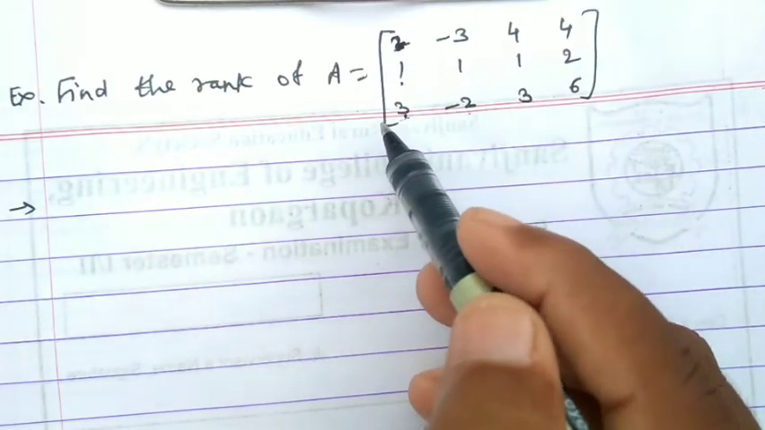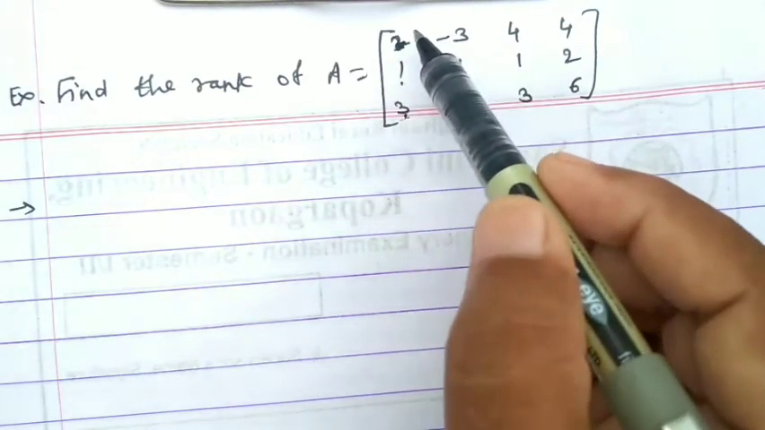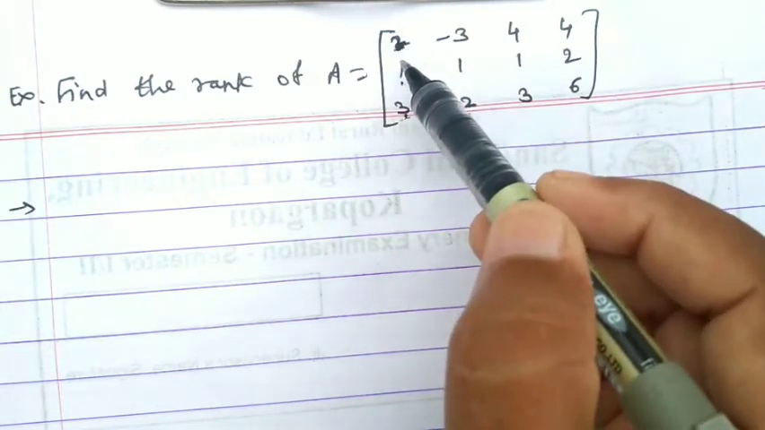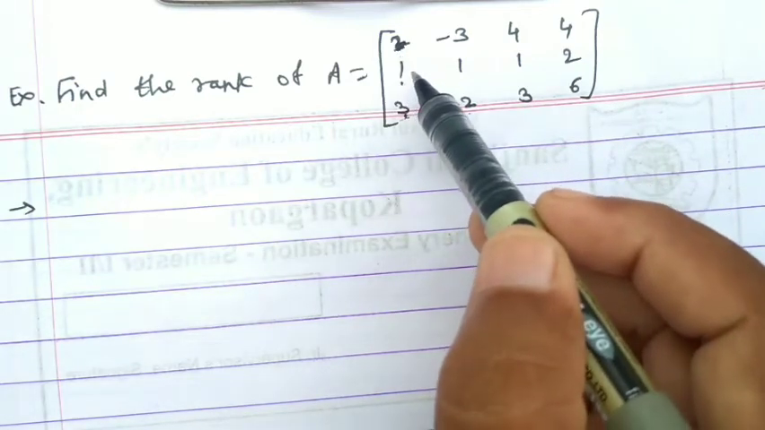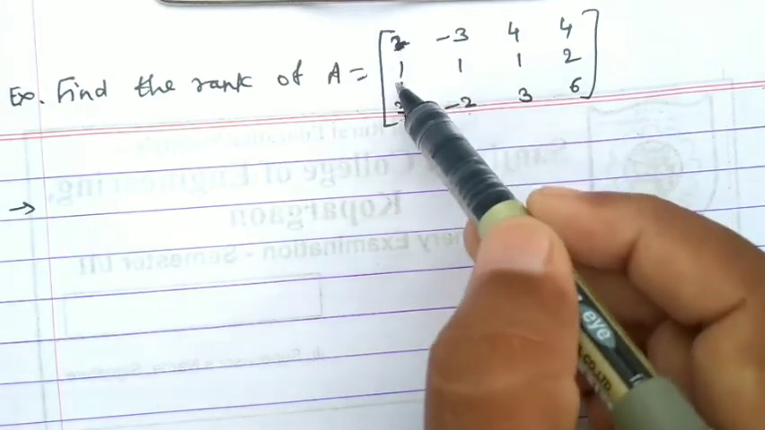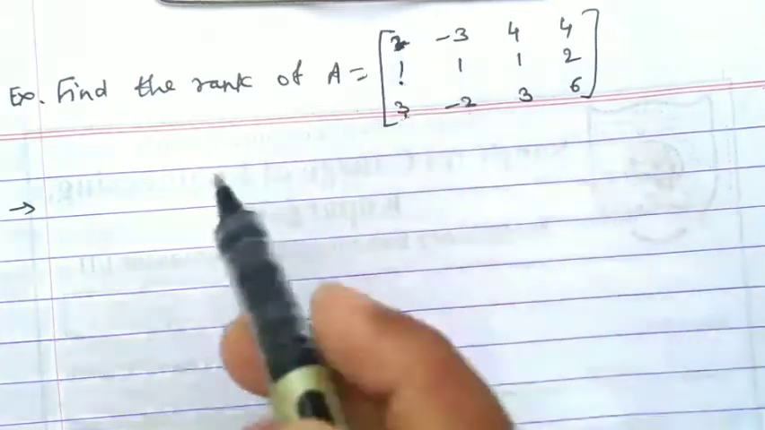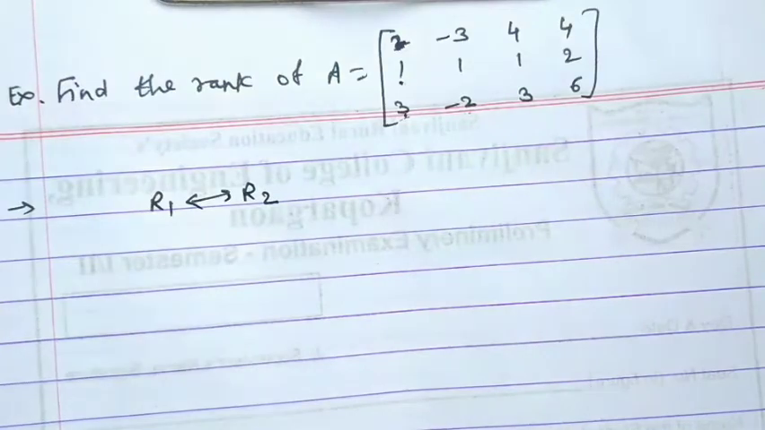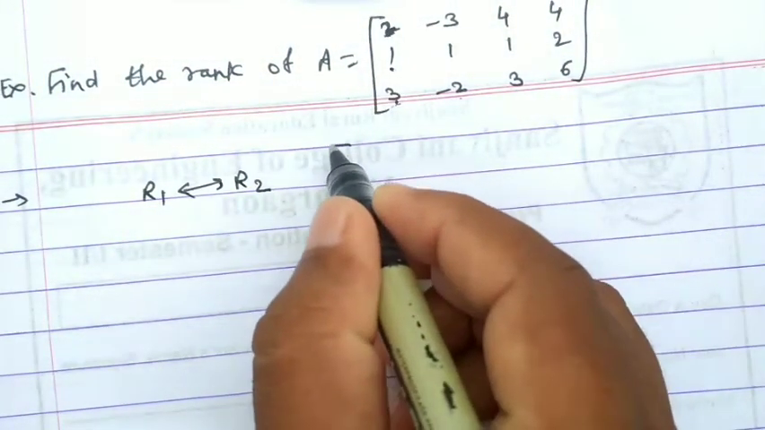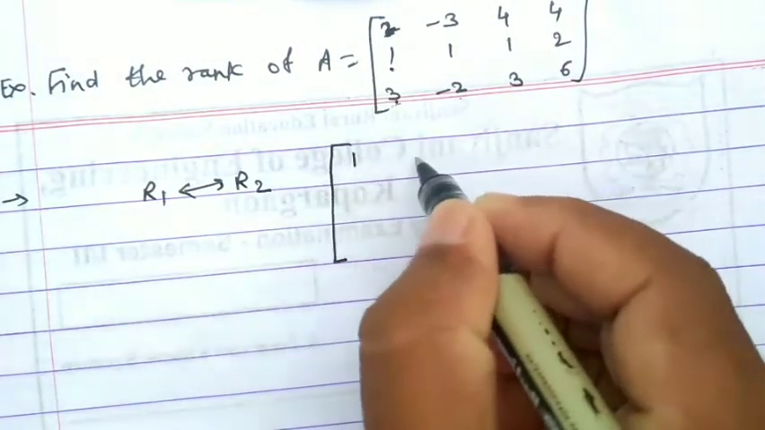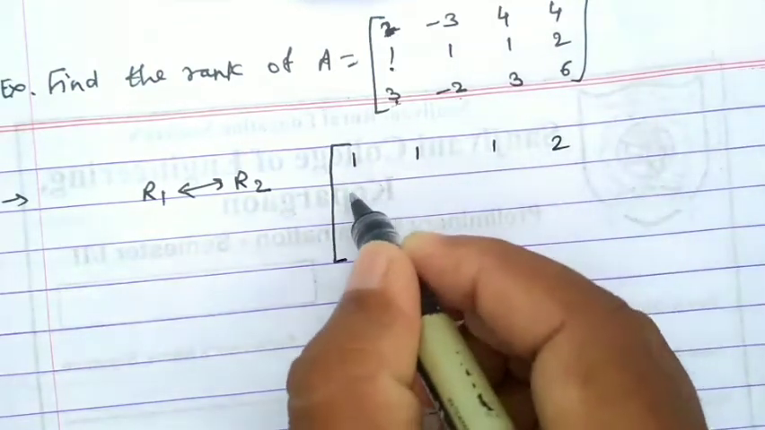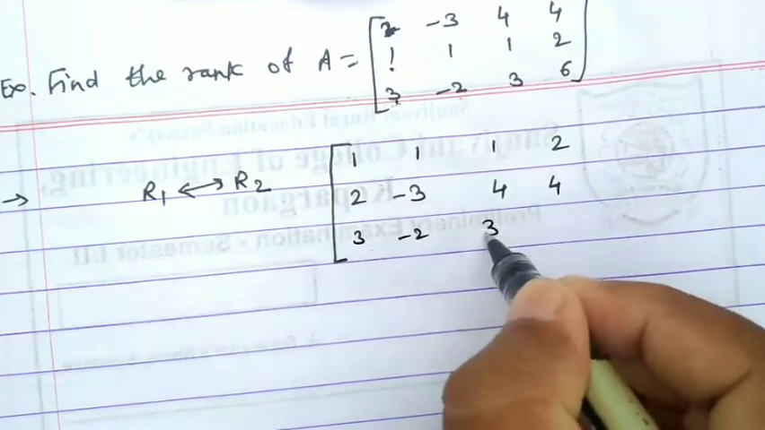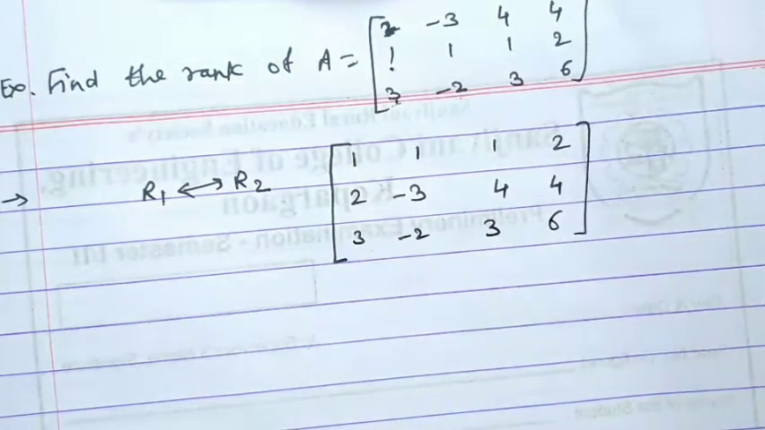So how to make 1? There are so many options. Either you can proceed by the operation R1 minus R2, so you will get 2 minus 1, 1. Or we can also apply the operation of interchanging R1 and R2, so this one comes here. So I am going to interchange R1 and R2. See what happens after interchanging R1 and R2. So this matrix becomes 1, 1, 1, 2; 2, minus 3, 4, 4; 3, minus 2, 3, 6. You will get this matrix.